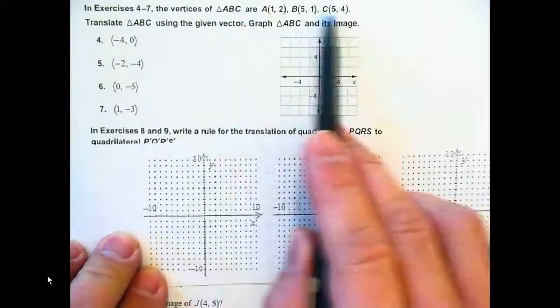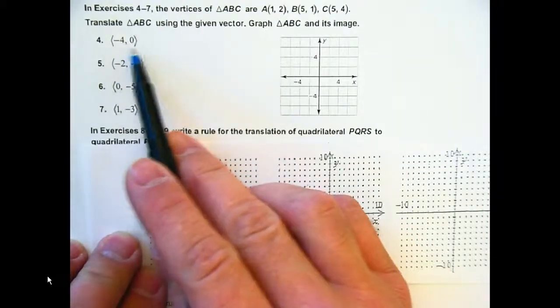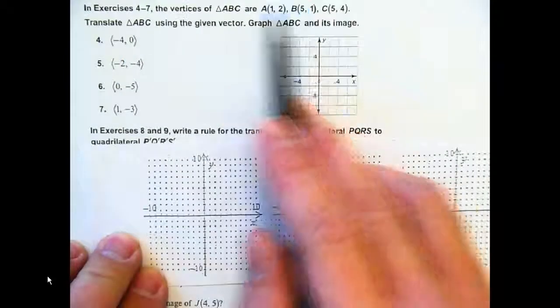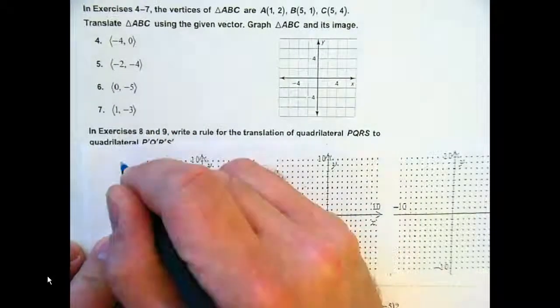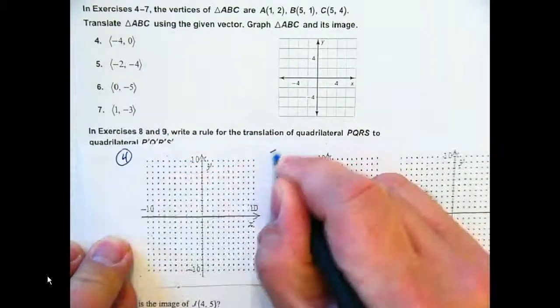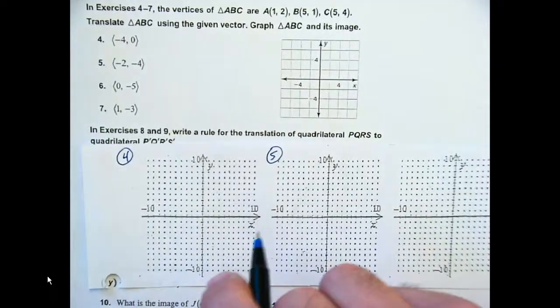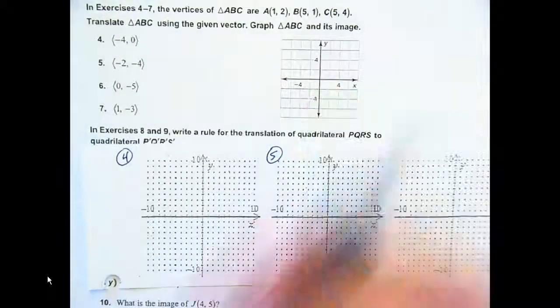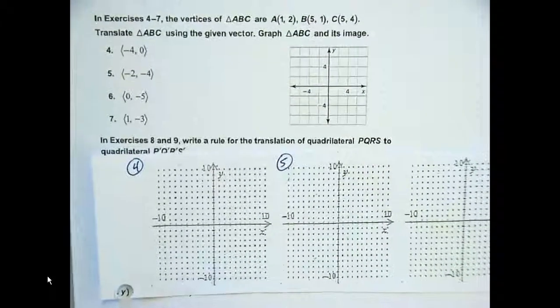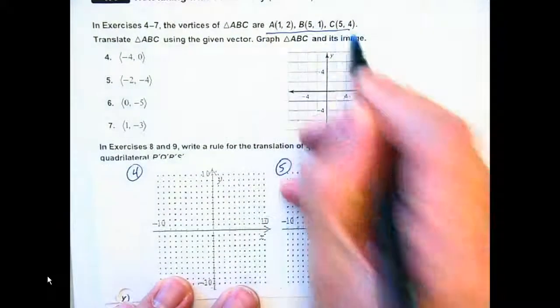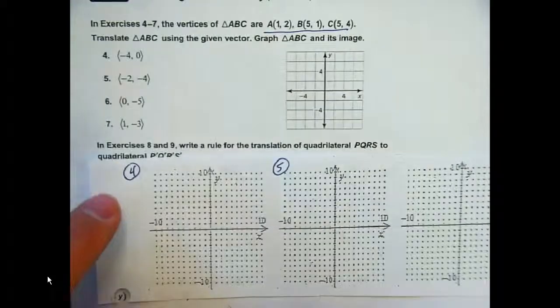Take this triangle, plot it on a grid, and move it that distance. And then take that triangle, plot it on another grid, and move it that distance. So this will be problem 4, problem 5, and so on. Okay? The reason why I'm not having you do them all in here is because it gets really messy at the end, because you have 4 different triangles. Well, 5 if you include the pre-image. So this is your pre-image. All right? Give it a go.